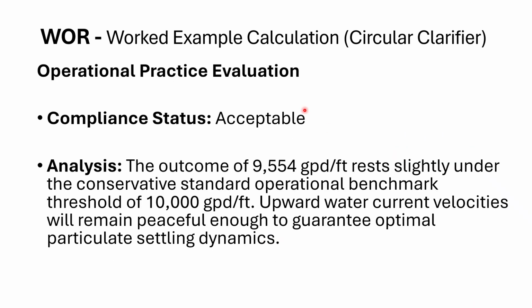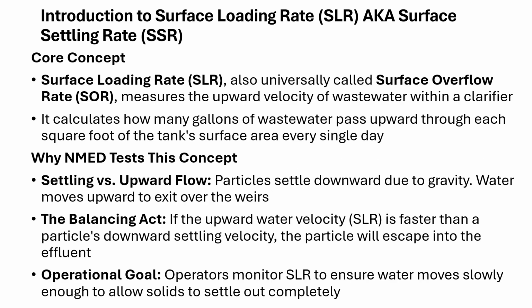Okay. Now, what does this mean? Well, from a compliance perspective, if you recall the ranges we looked at earlier, that 9,554 gallons per day per foot is a little under the standard operational threshold of 10,000 gallons per day per foot. So what that means is we're going to get optimal, or really good, particulate settling dynamics, because we're moving that wastewater fairly slowly through that primary clarifier. We're allowing settling to take place.